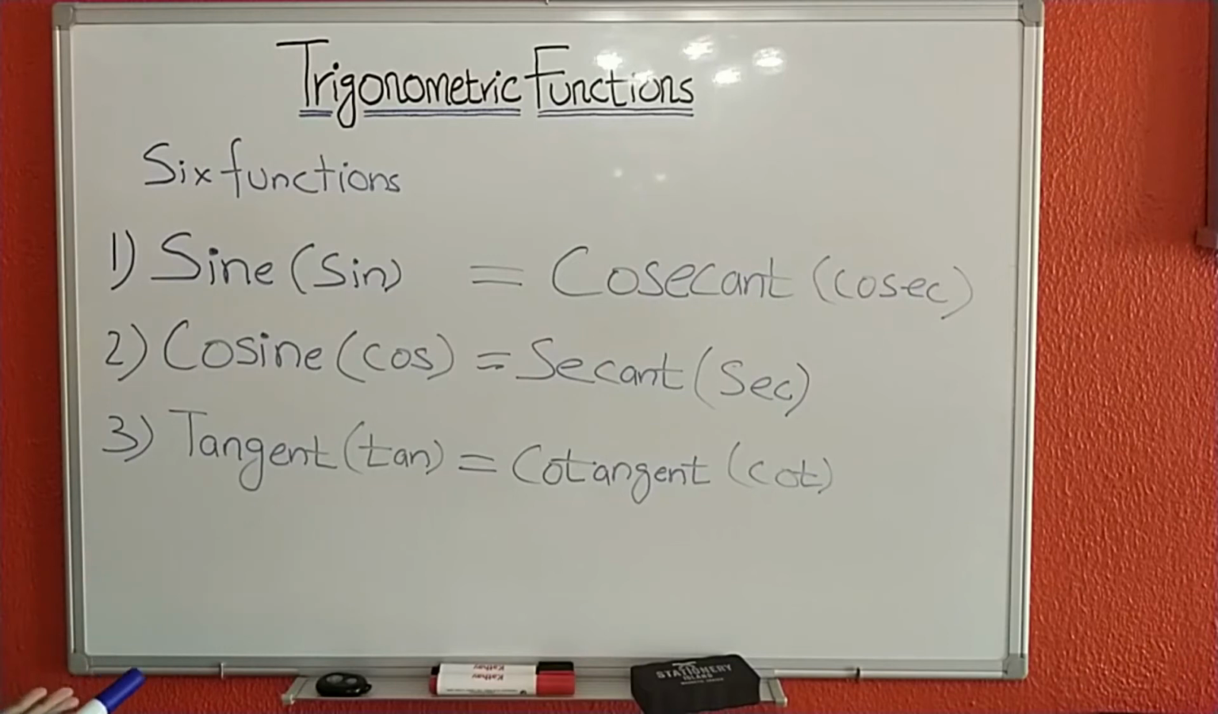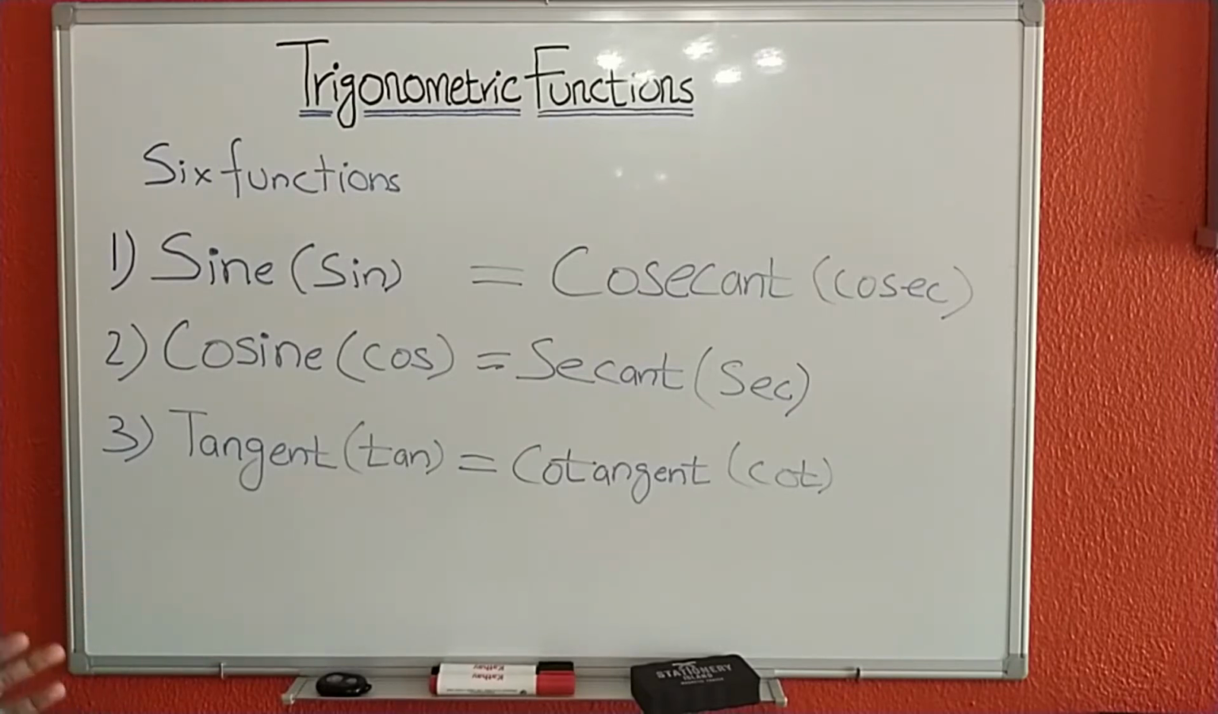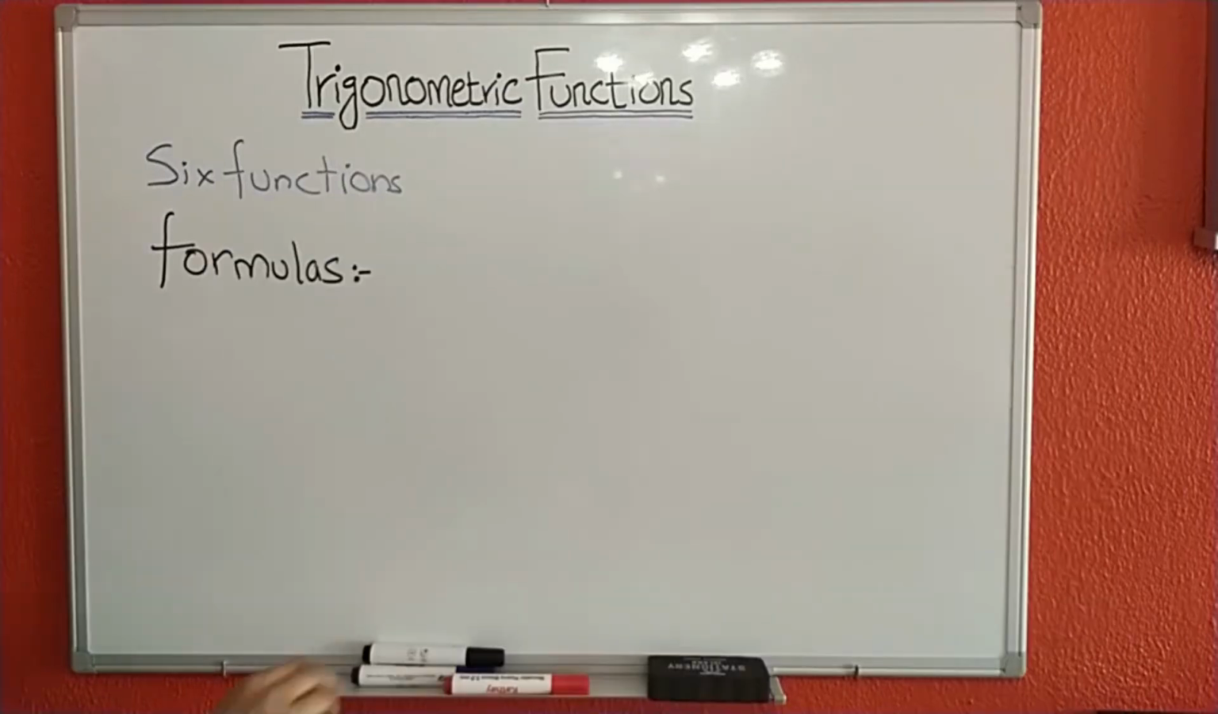Where can we use these trigonometric functions, and what can we find through them? These 6 trigonometric functions are used to find the ratios of the sides of a right triangle or any triangle, and they are used to find another angle or other angles of a right triangle. So what are the formulas of the 6 basic trigonometric functions?